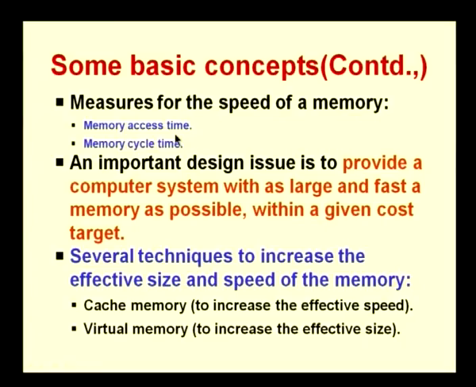So, when we talk of memory access time, what we are talking about is from the time that the address is specified, how much time does it take for the data to be retrieved from the memory. So, we talk about that as the memory access time. We also talk of memory cycle time, which is how much time it takes for a full operation to be completed, and after how much time I can start the next operation.